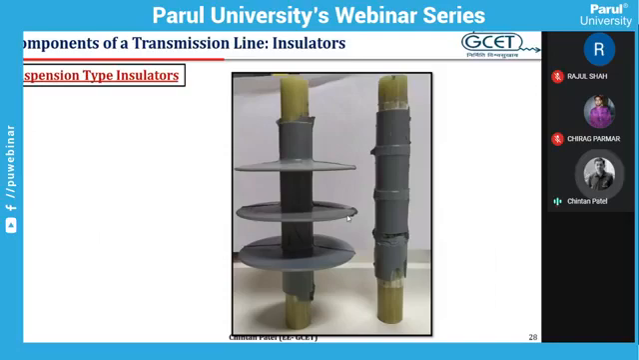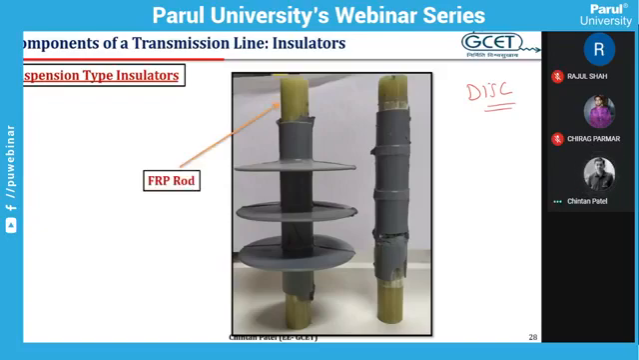This is a composite insulator. The design of the composite insulator is different compared with the glass and ceramic insulator. In glass and ceramic insulators, we use the word disc. But in a composite insulator, the word disc is not used. In place of disc, a different word is used, which is called weather shade.